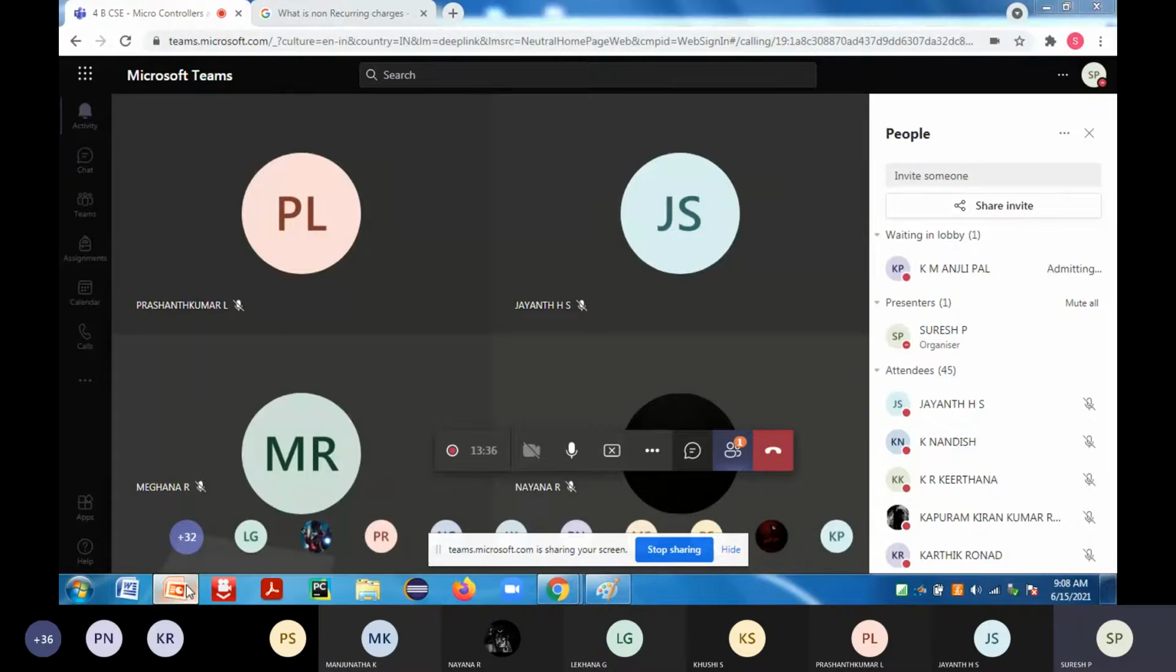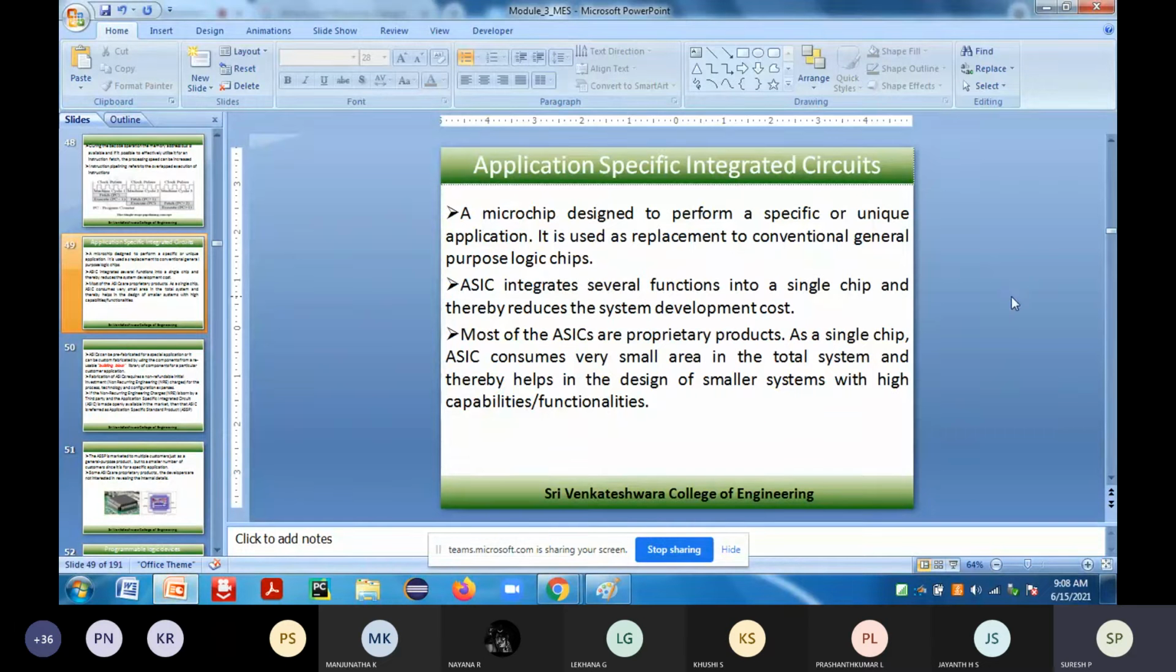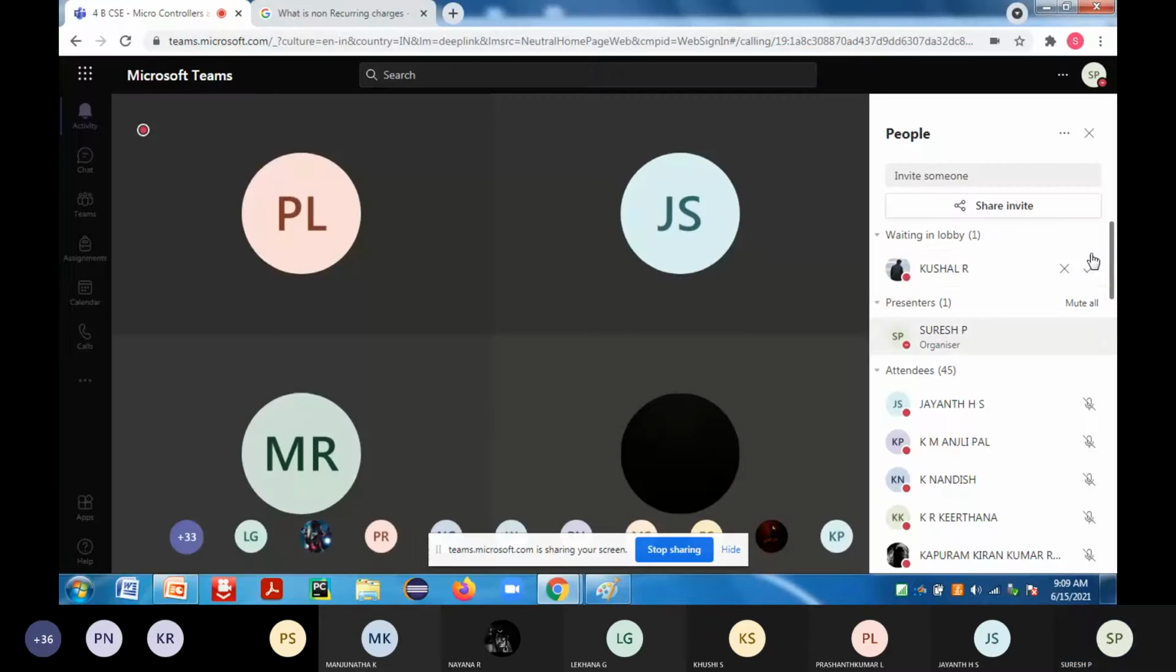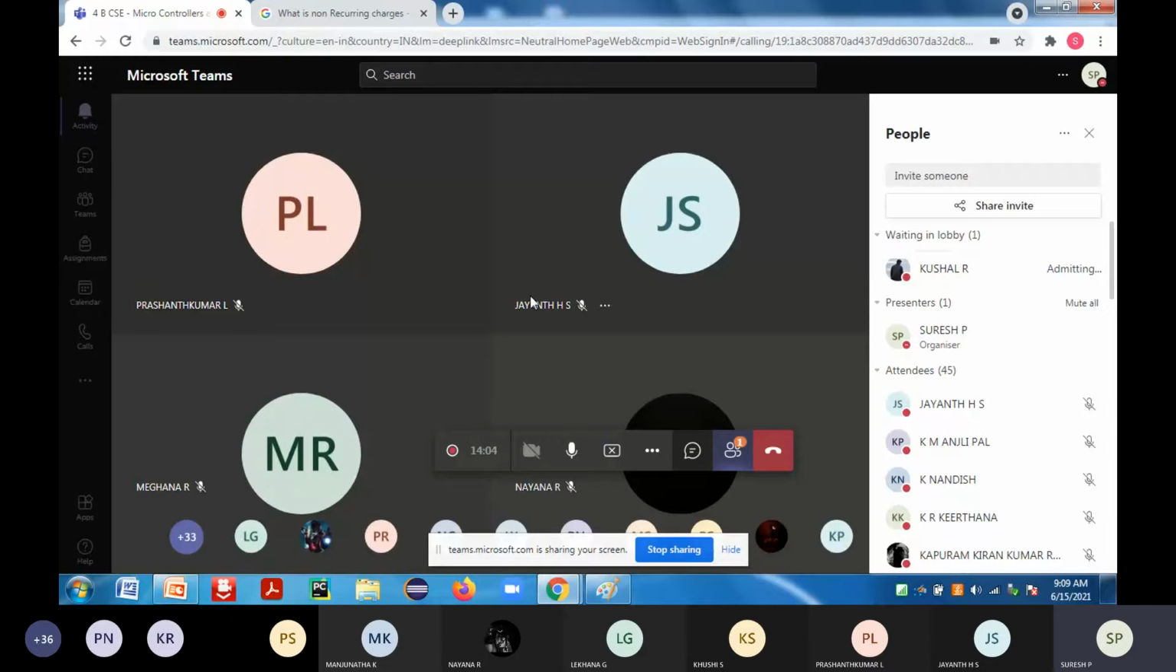So as a single chip, your application specific integrated circuit is going to consume less space, and thereby it will help the design of smaller systems with high capabilities and functionalities. So if you want to start your new IC manufacturer, it will reduce the development cost if you are going with the ASIC.